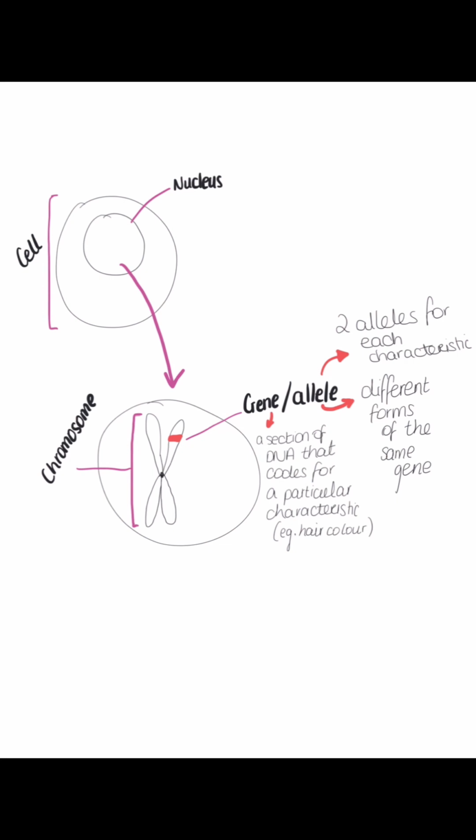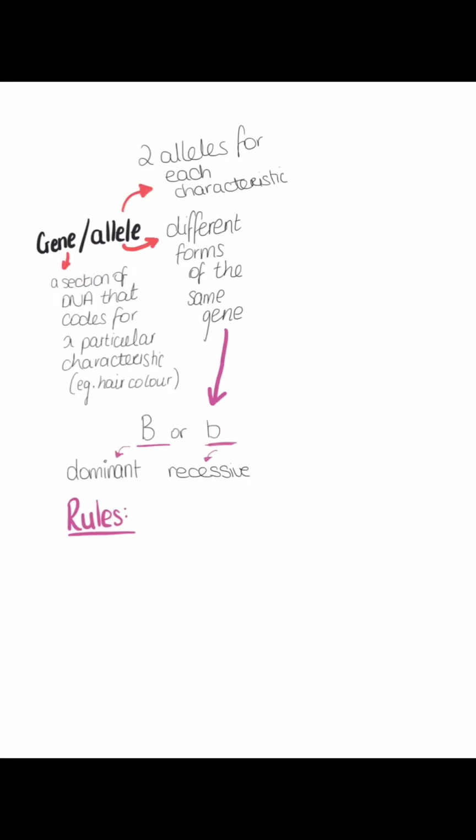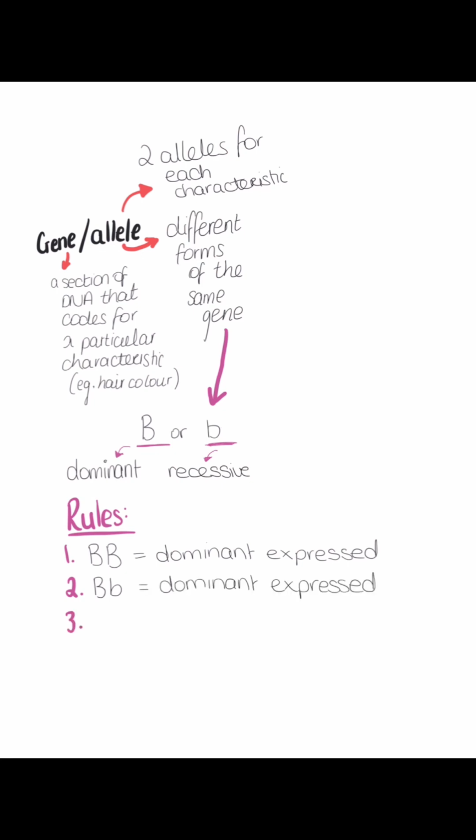For the genetic cross questions, the alleles will be represented by letters, and you will have capital letters and lowercase letters. The capital letters represent a dominant allele, and the lowercase letters represent the recessive allele. There are some rules that need to be followed for dominant and recessive alleles. Firstly, when 2 dominant alleles occur together, the dominant trait is expressed. Secondly, when a dominant and recessive allele occur together, the dominant trait will be expressed. And lastly, when 2 recessive alleles occur together, the recessive trait is expressed.